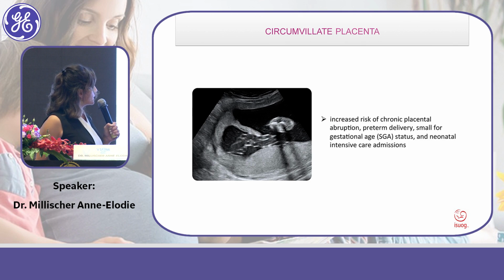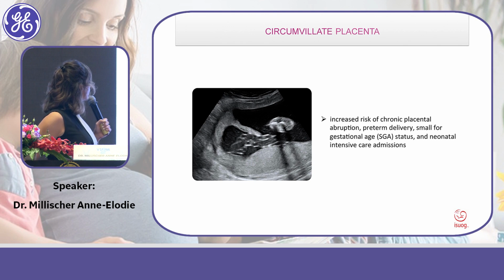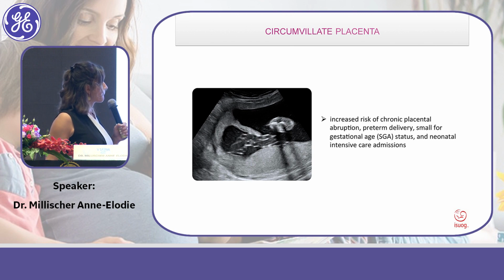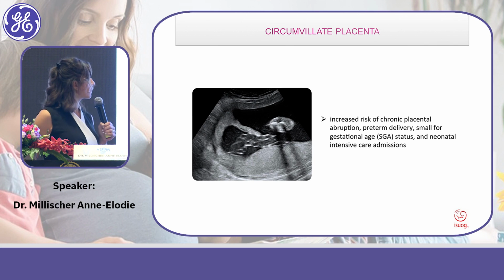We just have to be aware of a possible chronic placental abruption, a preterm delivery, an SGA status. So we have to follow up the growth of the fetus. Khi mà các bạn bắt gặp một cái hình ảnh của cái bánh nhau này, các bạn phải cảnh giác, vì cái bánh nhau này nó sẽ tăng nguy cơ nhau bong non, sanh non, thai nhỏ, hoặc là nguy cơ sẽ bị nhập NICU á. Cho nên các bạn phải theo dõi cái thai này.